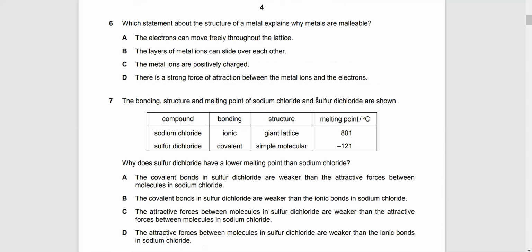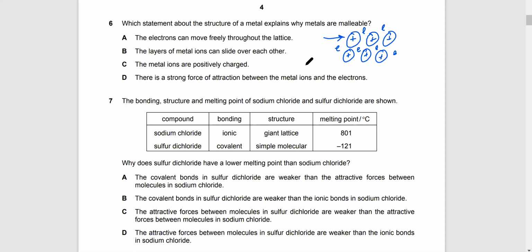Which structure of a metal explains why metals are malleable? In a metal, all metals like to lose electrons, and when they lose electrons, the electrons are roaming around in the middle. So why are they malleable? Because when you apply a force, the ions can rearrange, they can slip and slide.